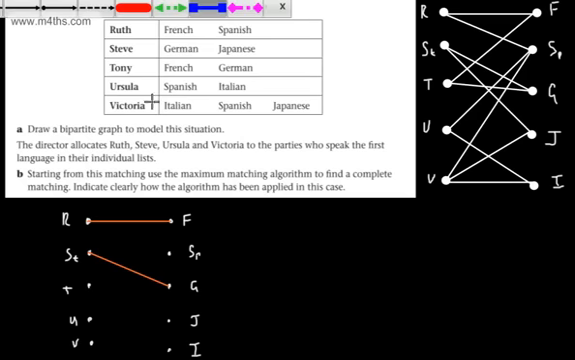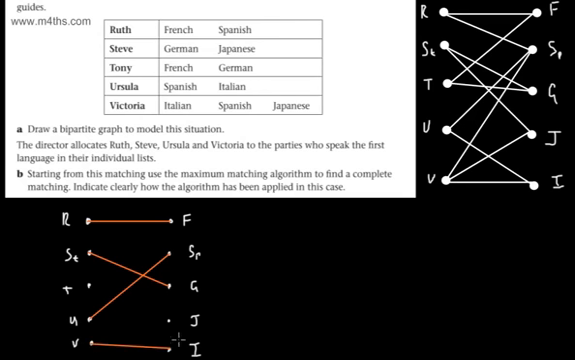So now we've got Ursula. Ursula is matched to Spanish. So let's go Ursula to Spanish. That's the first in the list. And Victoria is matched to Italian. So let's grab Victoria. Victoria is matched to Italian. So what we can see here is this is an initial matching. We can see at the moment Tony is not matched. Japanese is not matched. We can't send Tony to Japanese because he doesn't speak the language. So what we do is look now at the second step of the maximum matching algorithm.